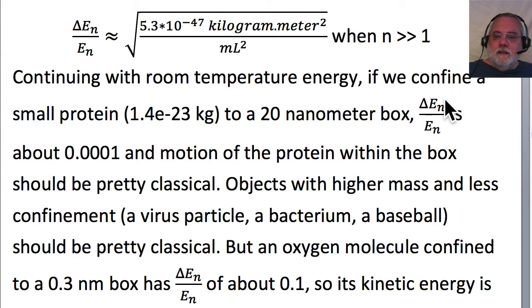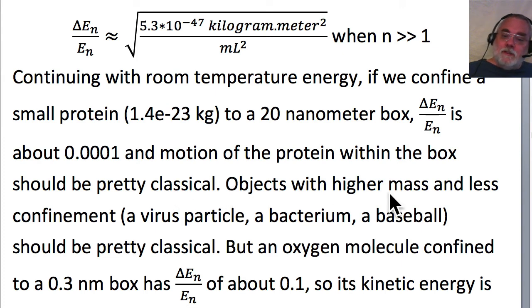Let's look at the delta energy over energy. If we were to plug these numbers in, we would find that delta E over E is about 1/10,000th. So the spacing between energy levels is 1/10,000th of the energy level itself. And so the motion of that protein within the box should be pretty classical, because this is a pretty small amount. Now, it could be that this protein wouldn't even fit in that box. I haven't checked that. But we can see that if there was something with this mass confined to that box, its motion is probably pretty classical.